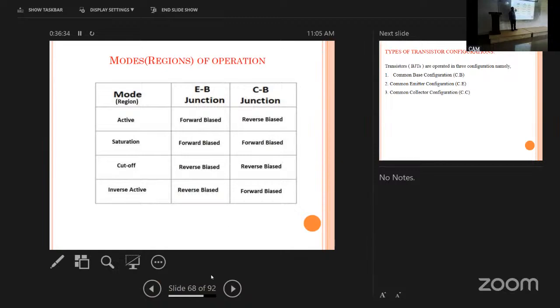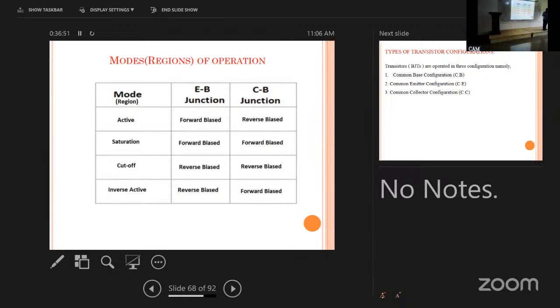Our aim is to operate the transistor in the active region. The emitter base junction is forward biased and the collector base junction is reverse biased, then you can say it is in active mode.